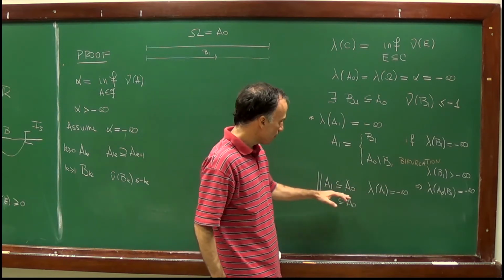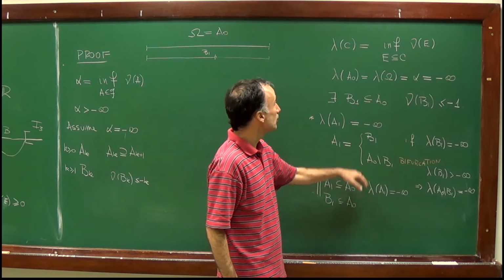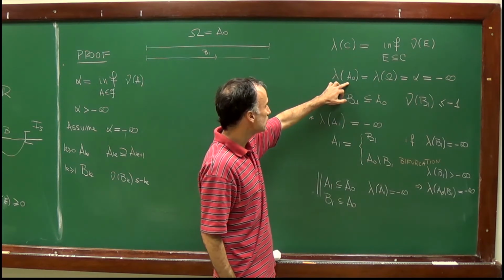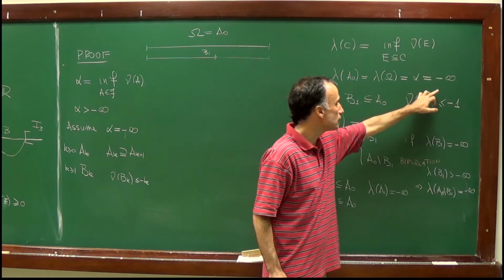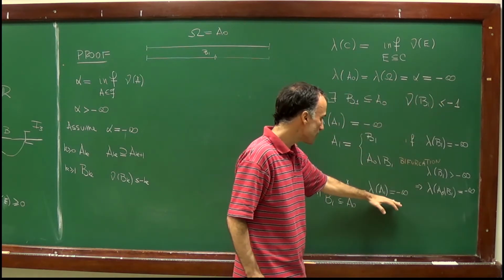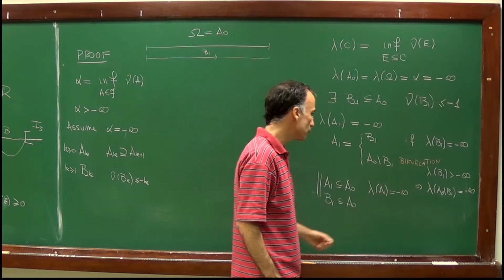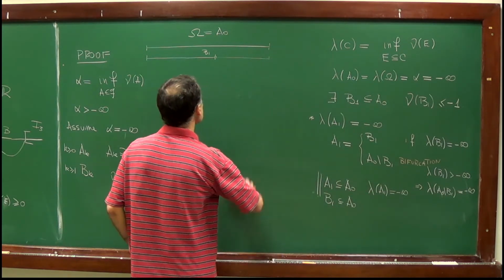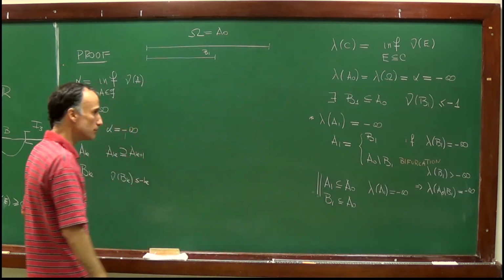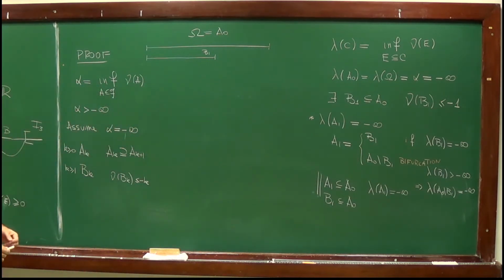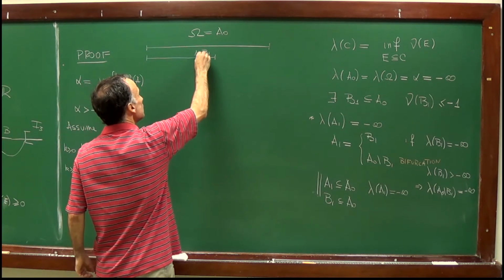Once we conclude the first step, we can repeat the argument, because this argument started from the assumption that lambda of a0 is equal to minus infinity. But this is exactly what happens with a1. Lambda of a1 is equal to minus infinity. So just to try to explain this proof, let's assume that a1 is equal to b1 in the first step.